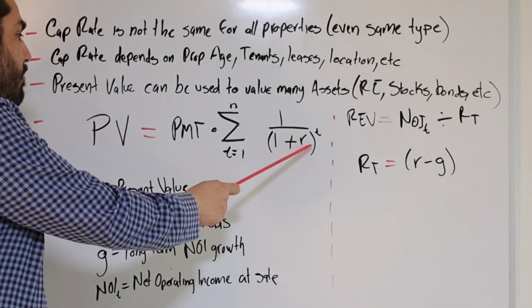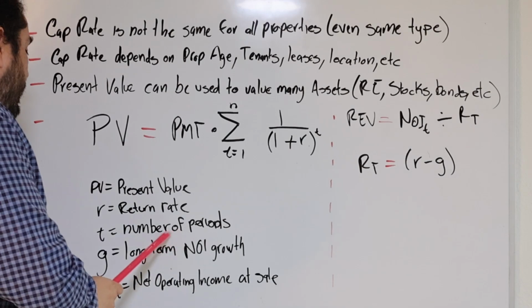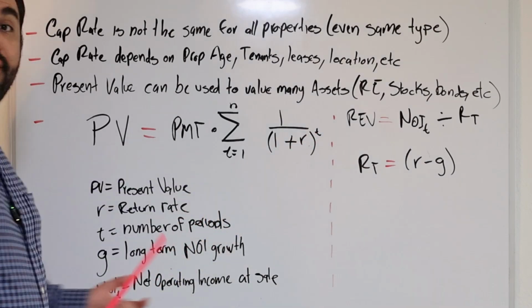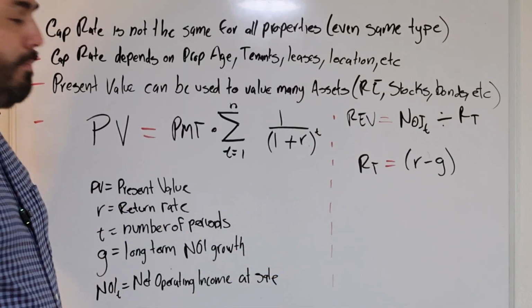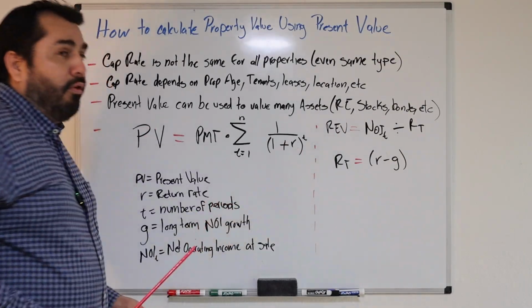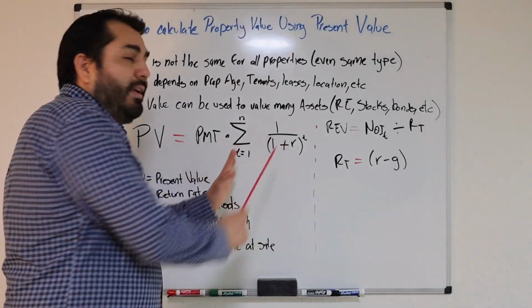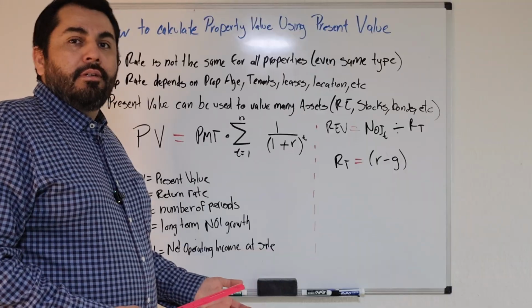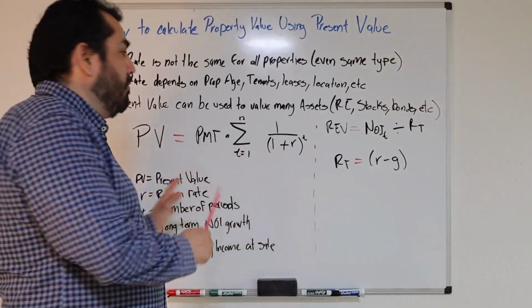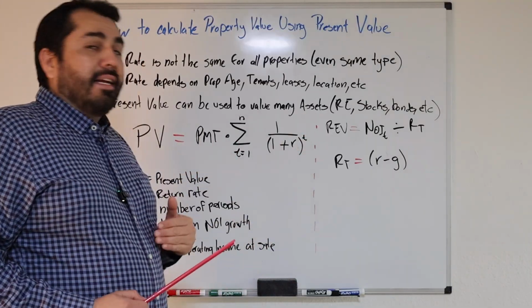This is the return rate, as I told you. The number of periods, the holding period. If you are going to hold it for 5 years, then you have 5 periods. And then you have this other formula, because these are periods. Remember, those periods are usually the years. So at the end of the year, you calculate the NOI. The NOI is an income.